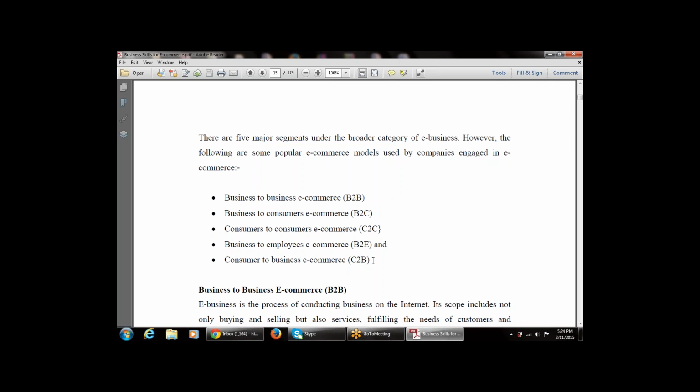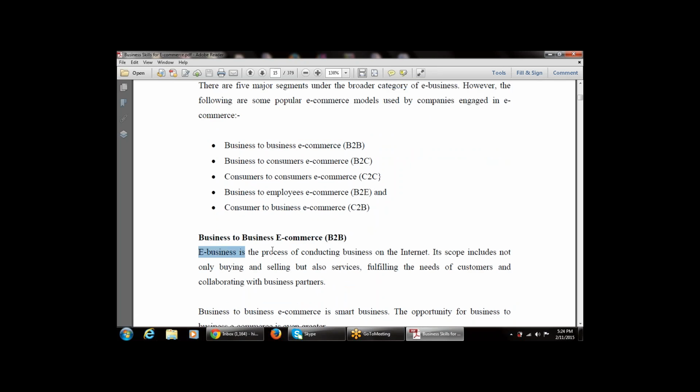Right. Now let's start one by one. First of all, there is B2B. There are 2 entities, and both entities are businesses. That is, one business sends out or sells the data to another business. That is B2B e-commerce. So this says e-business is the process of conducting business on the internet. Whenever we use e-business, the electronic business, it is the process of doing business on the internet.